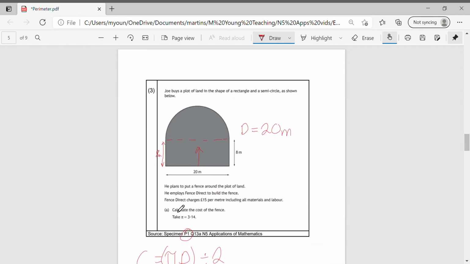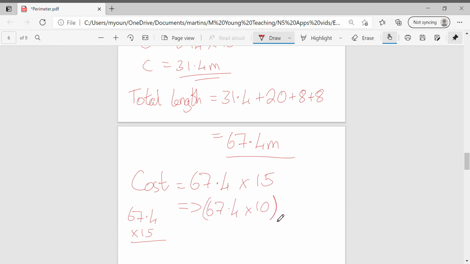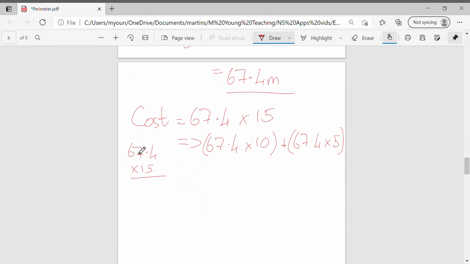We're told that it's £15 per metre. So to work out the cost, it's going to be 67.4 times 15. A couple of ways you can do it. You could set out a sum, like so. You could do 67.4 times 15. Or you can try and do it by splitting it up. So this would be the same as doing 67.4 times 10 plus 67.4 times 5. Could do it either way. Probably just easier to set it out as a sum like this.